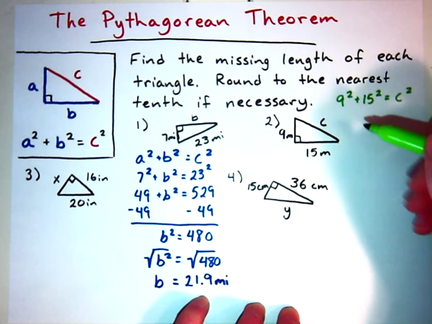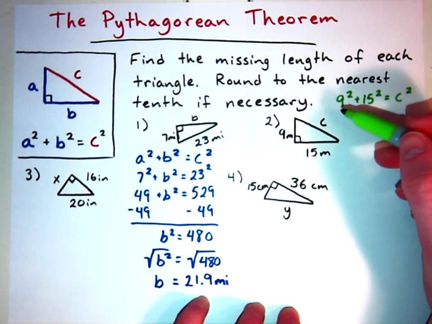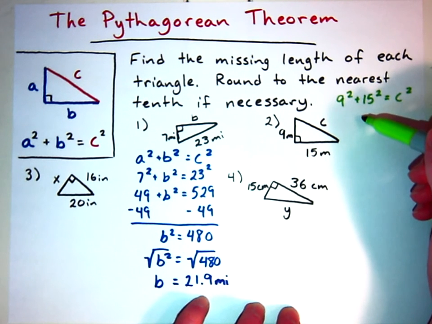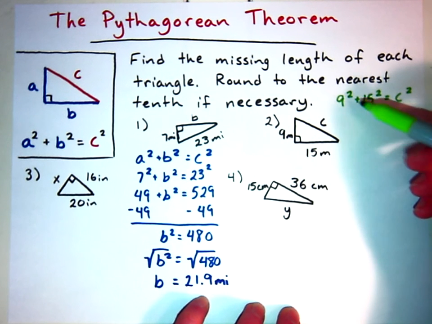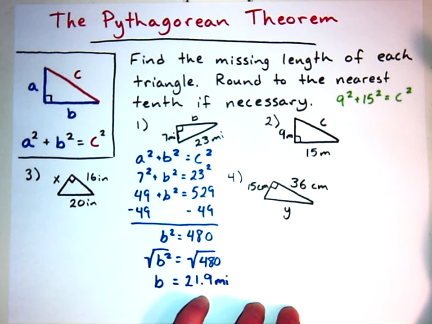Notice I didn't spend too much time deciding how do I know 9 is A and 15 is B. It doesn't really matter which value I select, because that's just the commutative property of addition, right? I could have written this problem as 15 squared plus 9 squared equals c squared, and that doesn't change the problem. So for the legs, it doesn't matter which one you put in A or B, as long as you're truly putting in a leg. If you put a hypotenuse into one of your leg positions in your theorem, then you're going to have an error. But if you're putting the legs in A or B, it does not matter.